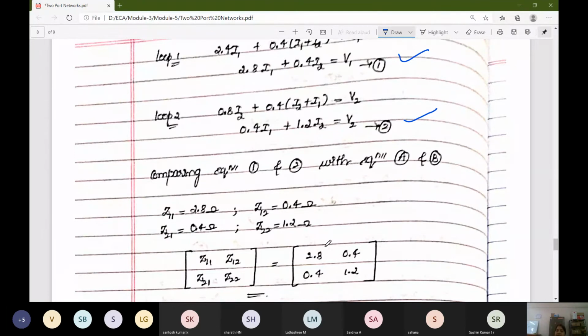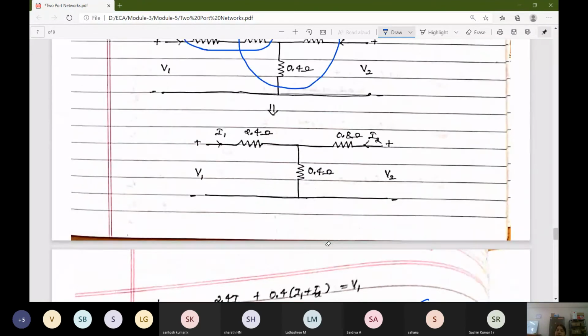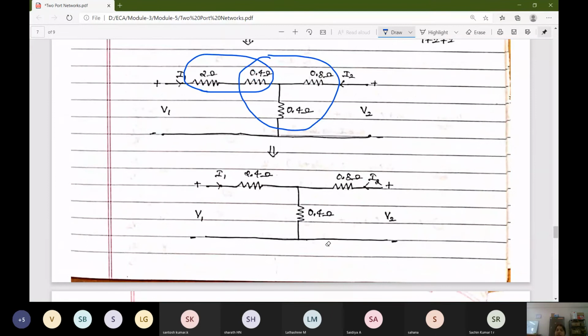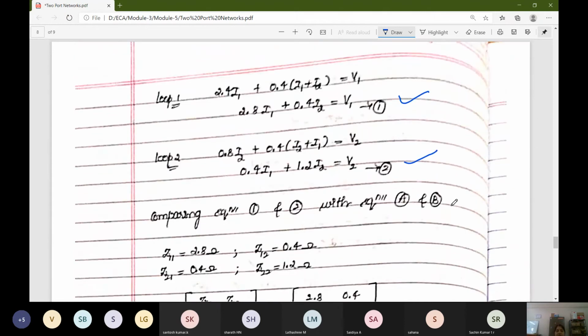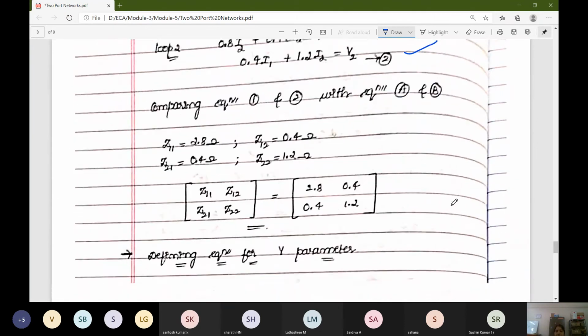So this is the other way. Whenever they give some extra branches, see that you convert them using star delta transformation. You bring this to the standard form, so it will be very easy. You can just write the loop equation and compare it with the standard equation. So this is how to find out the Z parameters.